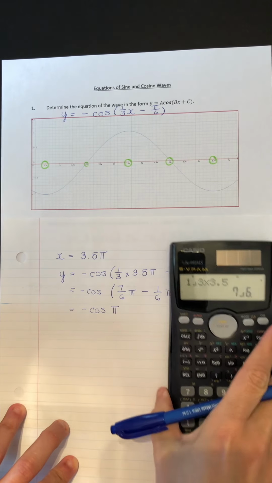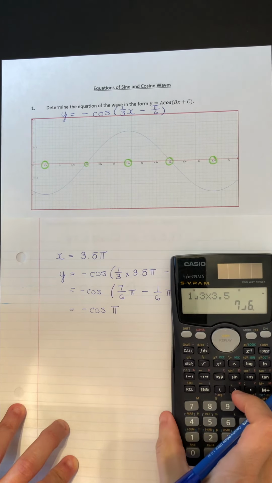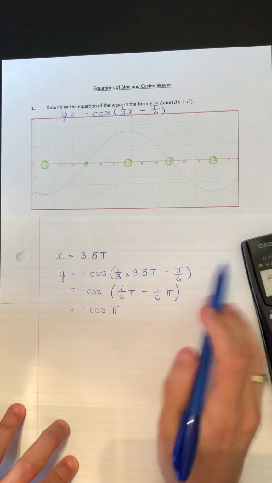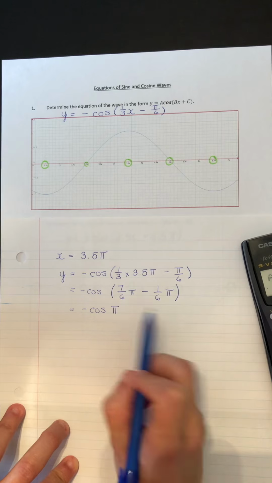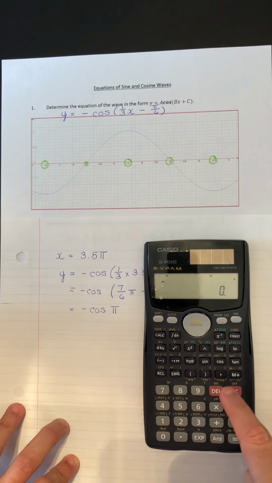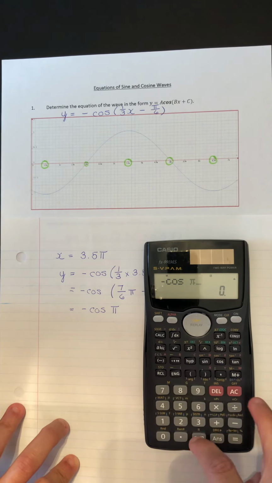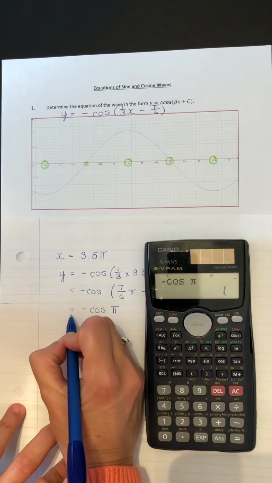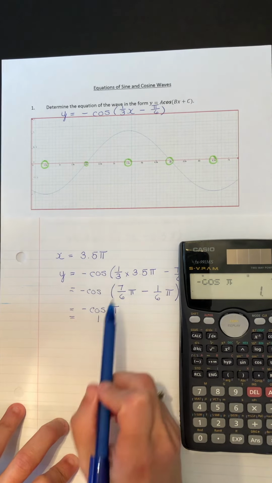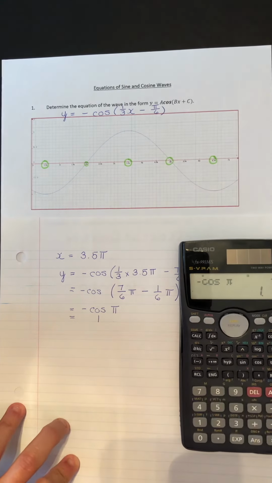If you want to do that, you can have 7/6 on your calculator already. You can just subtract 1/6 from it to see that you'll get 1, right? But we must keep the pi in there, so it's 1 pi. And now I just can put this into my calculator, the negative cosine of pi. Negative cosine of pi equals, and we get 1. So what we've determined is that when x is 3.5 pi, y is 1, which is consistent with our graph. And you can pick another point as well. So shall I show you with one more here?